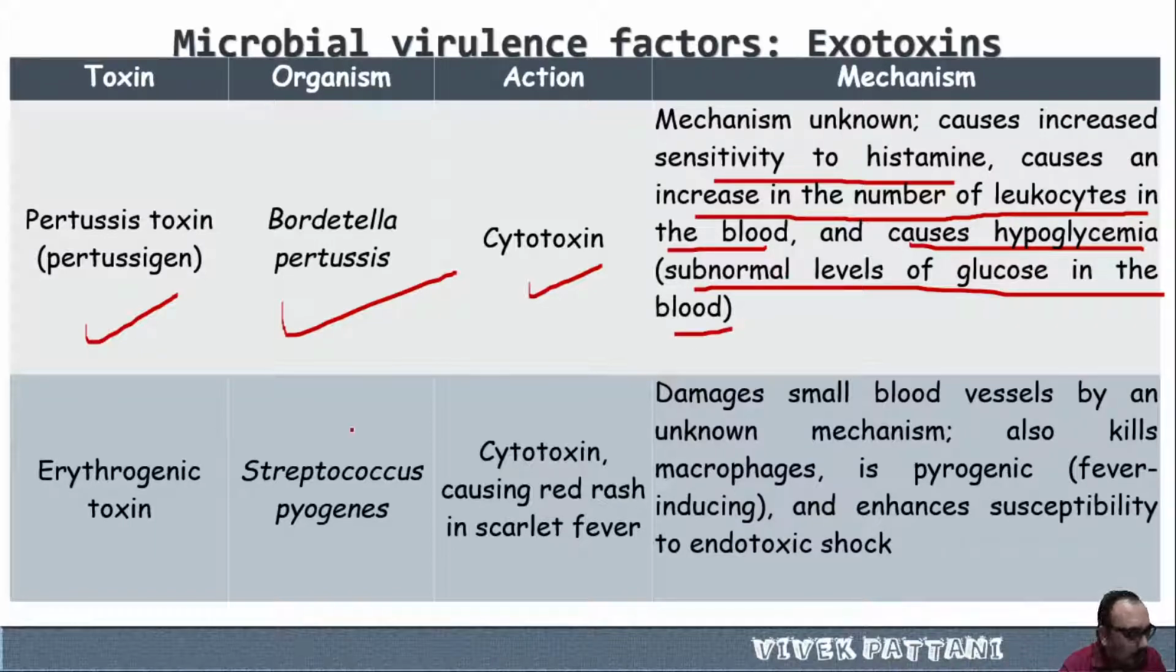Now comes the erythrogenic toxin, which is produced by the bacterium Streptococcus pyogenes.